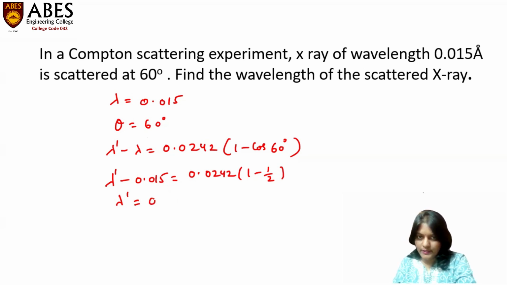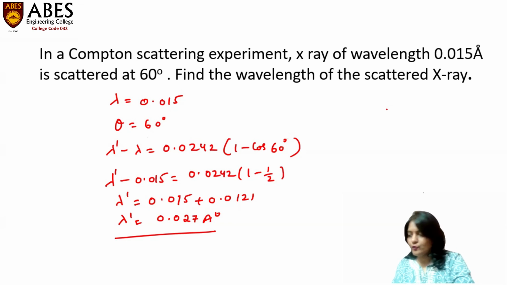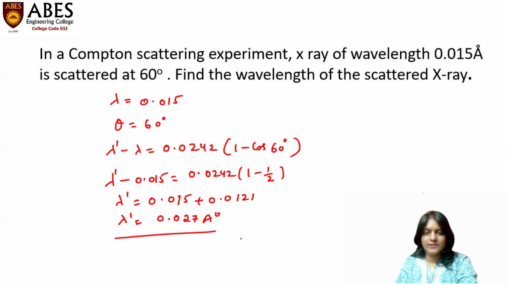And λ' becomes 0.015 plus 0.0121, and it becomes 0.027 angstrom. The wavelength of the scattered photon is 0.027 angstrom. This is the second question.